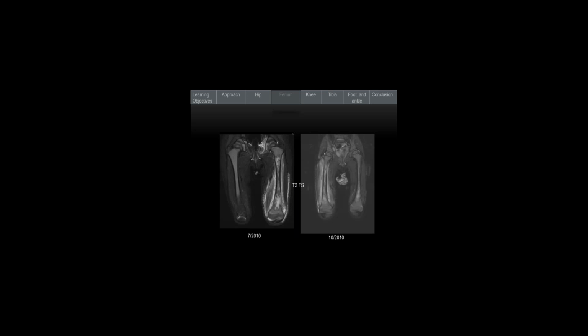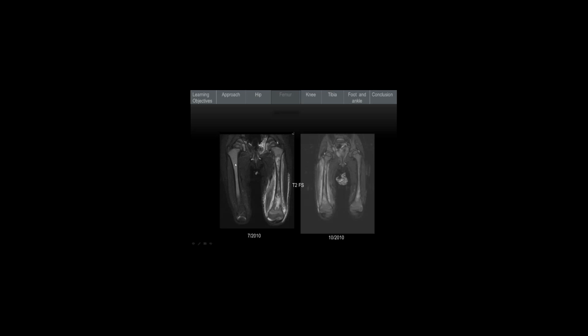This is a young child who was imaged 3 months apart, in July of 2010 and then October of 2010. These are fluid-sensitive images. Now, these images aren't flipped. The left femur and thigh is significantly involved in July, and then the right femur and thigh is significantly involved in October. This child also has abnormal signal throughout the marrow.